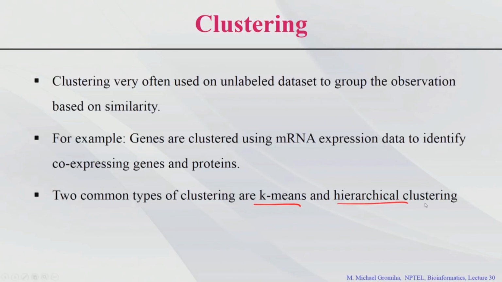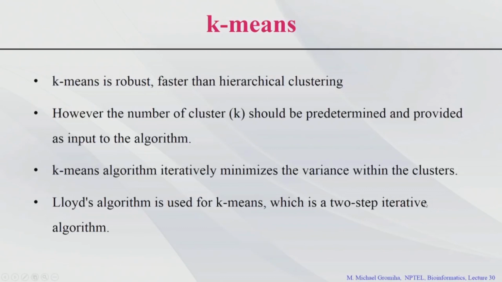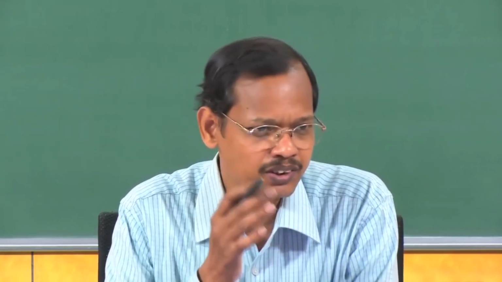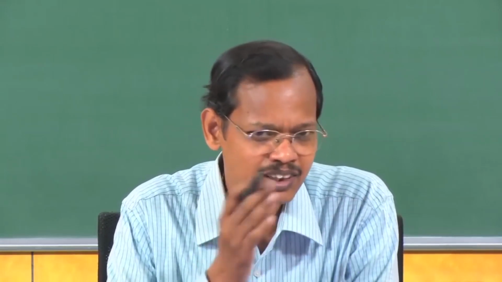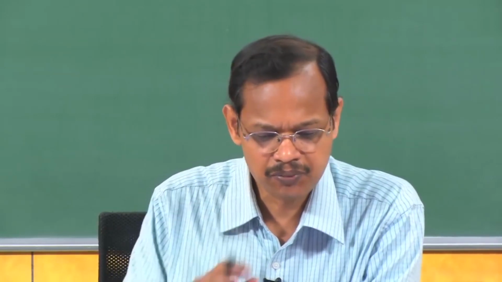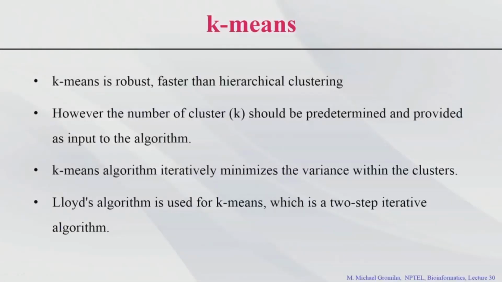Now we will see how these clustering techniques work. Take k-means clustering: it is robust and faster than hierarchical clustering. We already discussed k-means clustering with another application. For what application did we discuss k-means clustering? Grouping non-redundant sequences, when we used the steady hit. For this case the number of clusters should be predetermined. We are required to say we need 4 clusters or 5 clusters, or however many clusters we need.